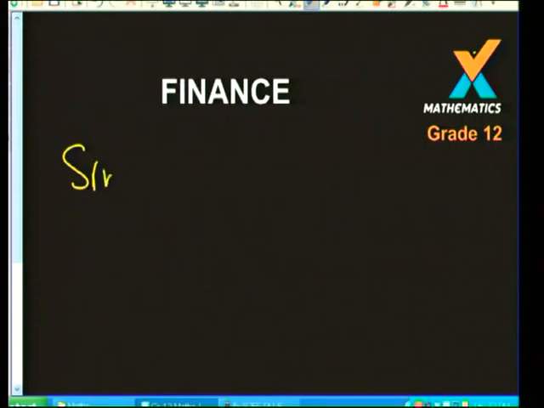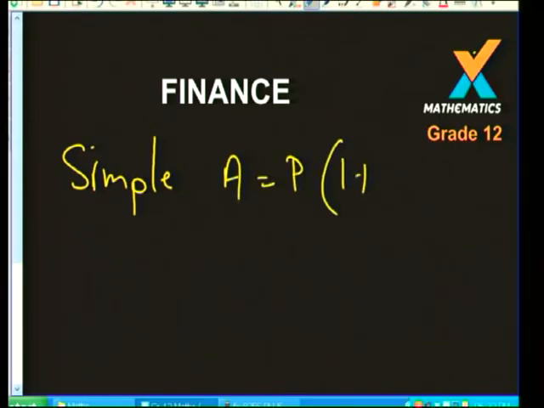So, where did we start off with finance many years ago back in grade 8? Well, we started with simple interest. And our formula, the amount we get out, is A = P(1 + in). Now that was fantastic, really easy. We got the same amount back every time.